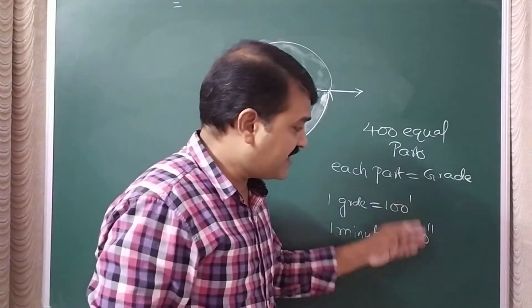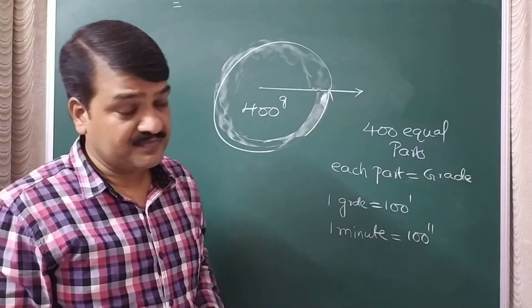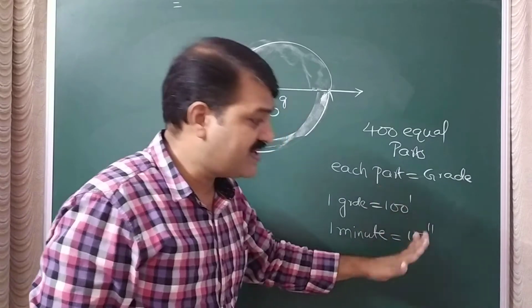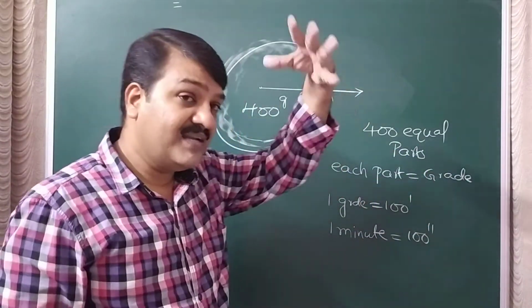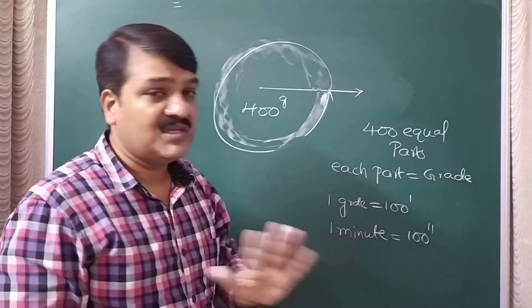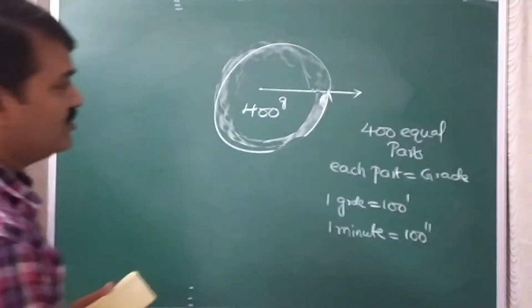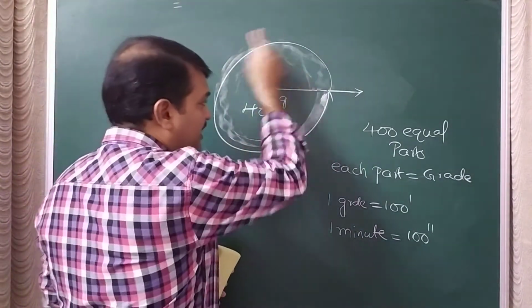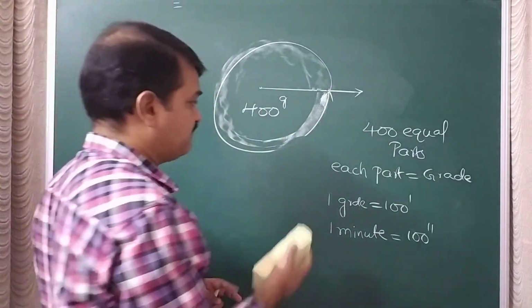Now the same terminology of minutes and seconds is used in degree measure also, but they are not the same. The terminology is the same, but the quantities are not the same. So this is about grade measure. In grade measure, just remember that one complete circle gives us 400 grades.